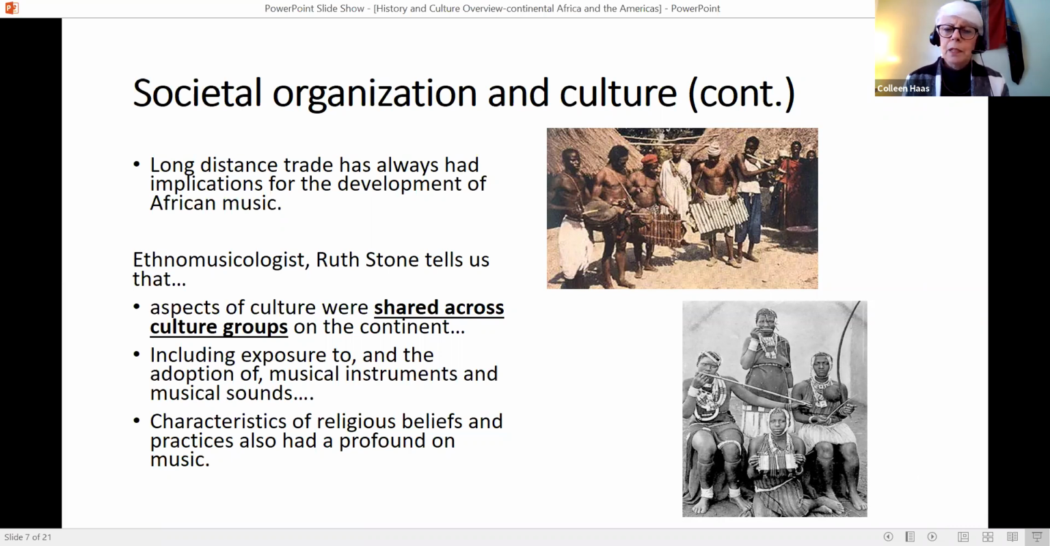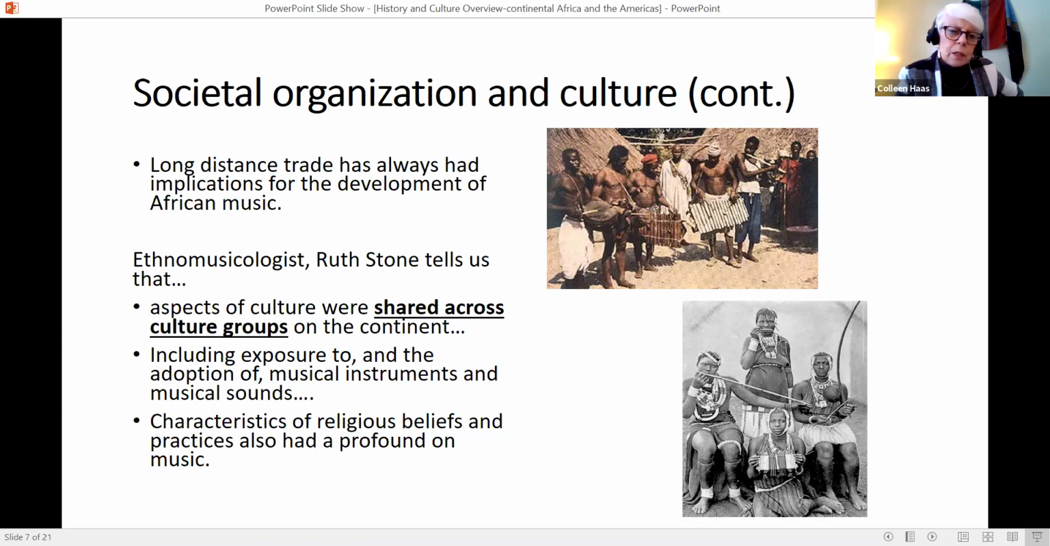But you're going to have a reading assignment with Ruth Stone, and she tells us that aspects of culture were shared across cultural groups on the continent. So a lot of things that we see today were perhaps not originally from that area of the continent, but they were somehow gained and adopted by other culture groups. So this would have included exposure to instruments, and then they would have adopted other instruments, made instruments similar, and then shared their own. Also sounds, the quality of sounds, and if a group liked the way that music instruments sounded, then they may try to emulate that or copy that.